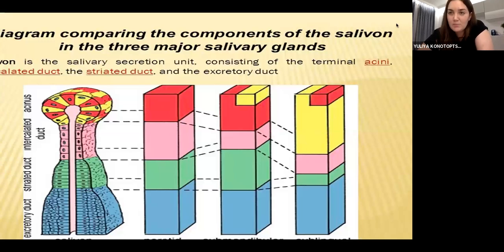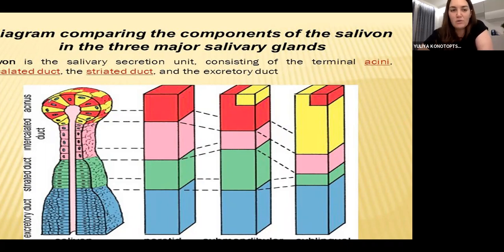Now, this is Professor Clara's favorite diagram from the book. Okay, so she absolutely adores this diagram. So if you have salivary glands with her, most likely she will ask you to draw it. She will be like, there is a diagram in the book that compares the major salivary glands. Can you draw it for me? Just try to draw this. I'll explain it to you.